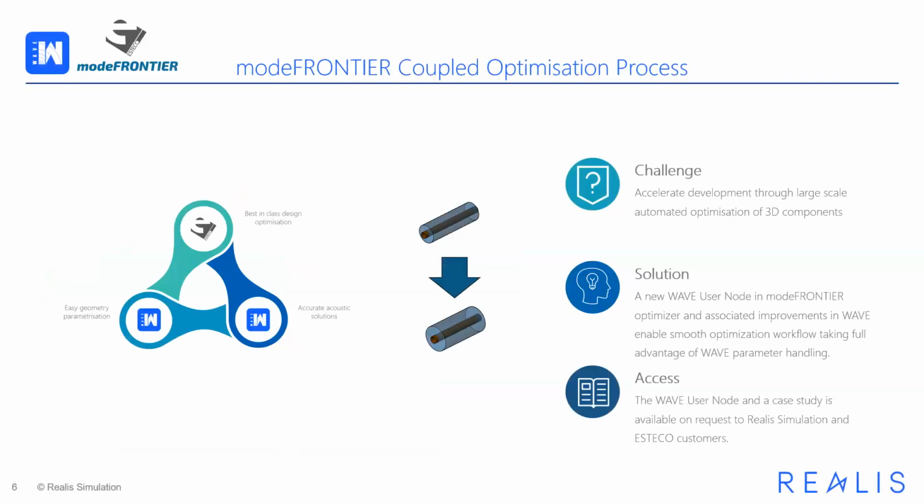Let's have a look at our next feature, modeFRONTIER coupled optimization process. It is in fact a collection of features in Wave which enable a new node available in modeFRONTIER to ESTECO's customers on request. Automation can substantially improve efficiency in DCA and design workflows, and using automation algorithms to determine geometrical parameters which deliver the best possible performance for components such as mufflers and silencers, for example, can save engineering teams time.